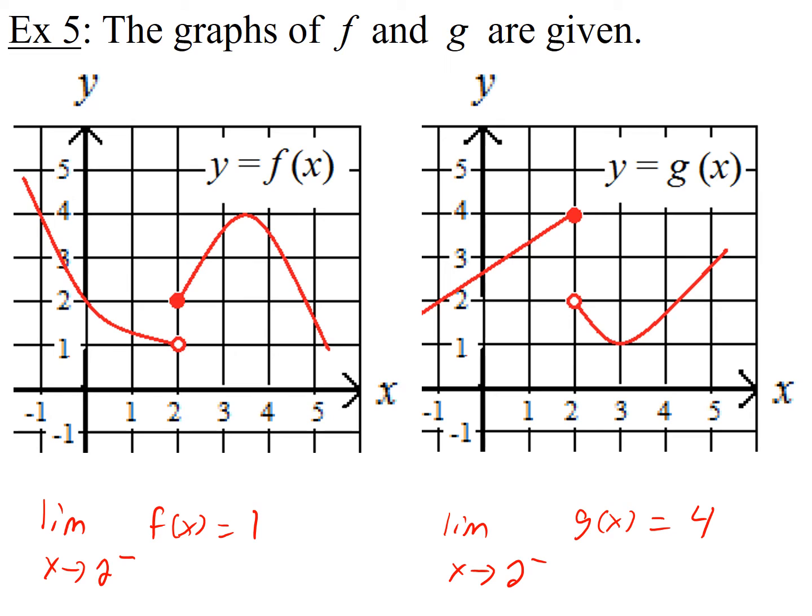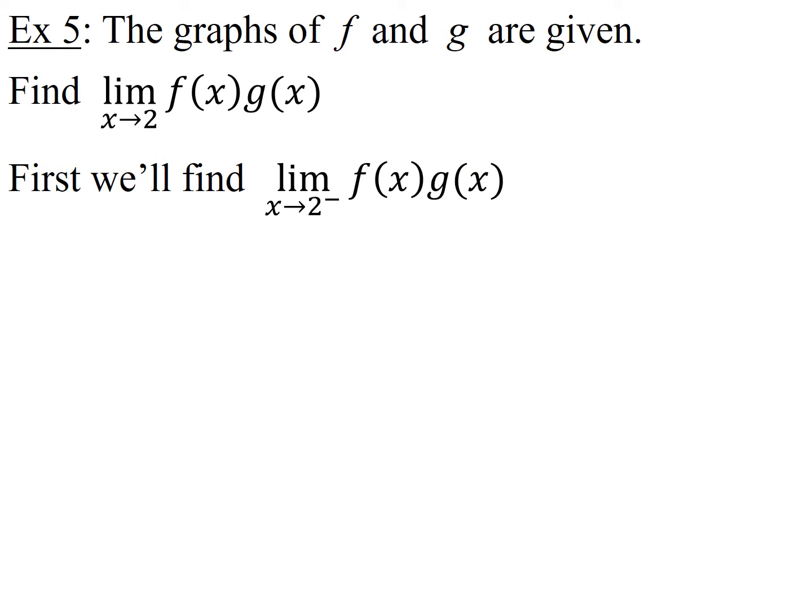Okay, so remember the idea? We're going to try to find this limit by using left and right hand limits. So here's what we're trying to find. Limit as x goes to 2 of f times g. First, we're going to find limit as x goes to 2 from the left of f times g.